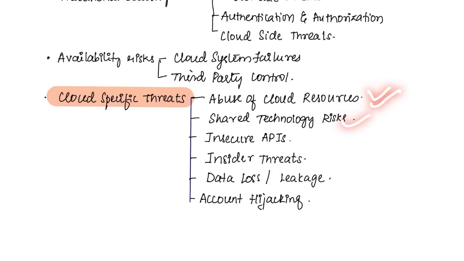Then we have shared technology risk. As we spoke just now about virtualization, because you're sharing the resources in virtualization, a third person can access your data. So again there is a threat here. Next we have insecure APIs.